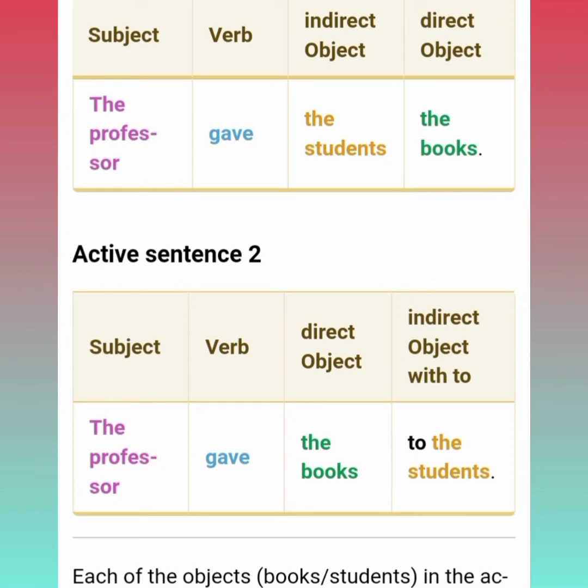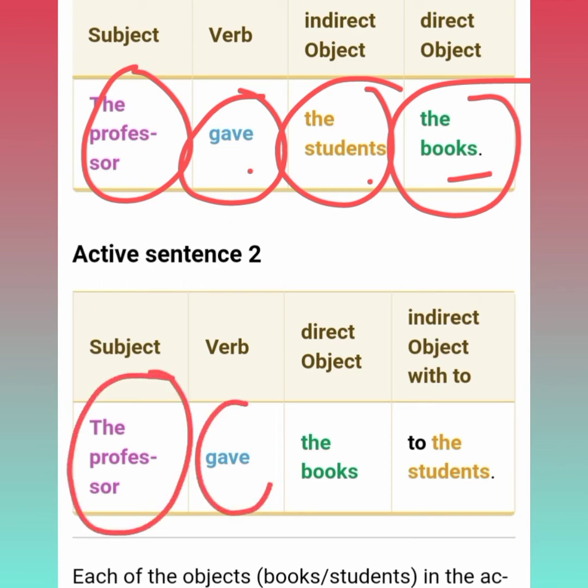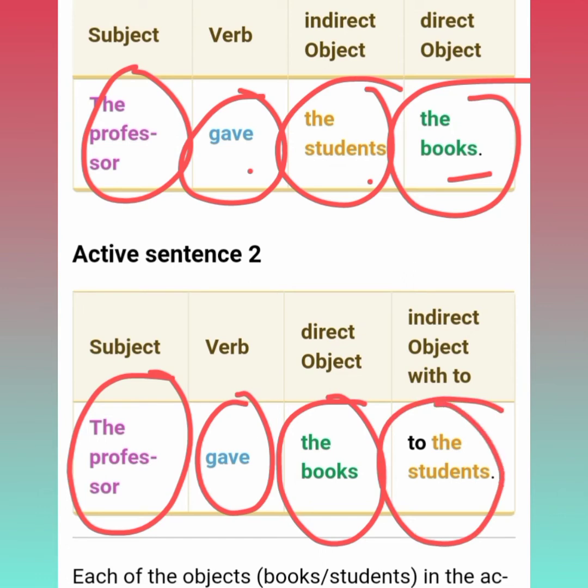The professor gave the student the book. So subject is the professor, gave verb, indirect object is the student, and direct object is the books. And same for the second sentence. The professor is the subject, gave is the verb, direct object is the books, and indirect object is the students, to the students. Okay, so each of the objects, book and students, in the active sentence can become subject in the passive sentence. Clear? So you all know that what is subject in the active, it will become object in the passive.